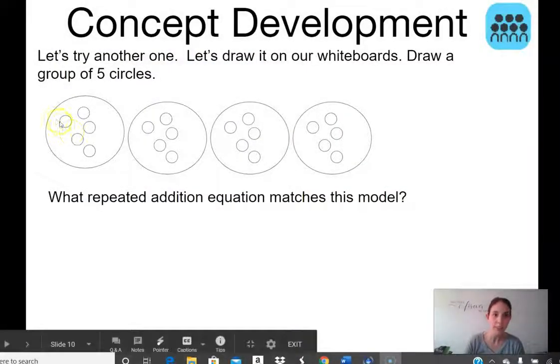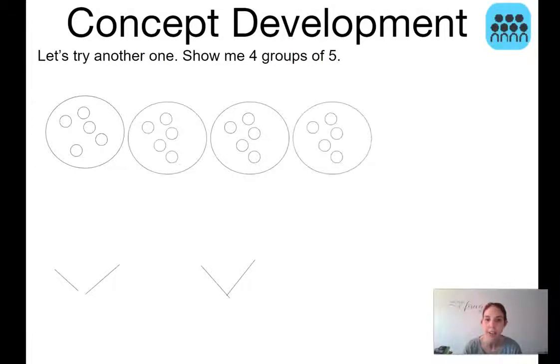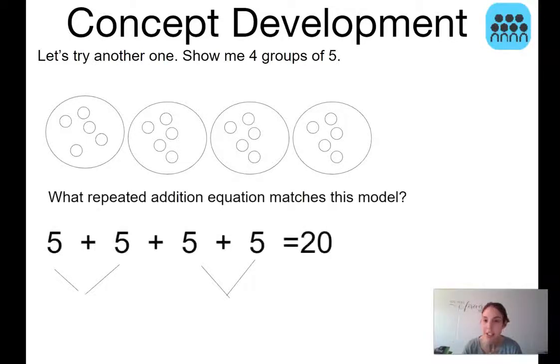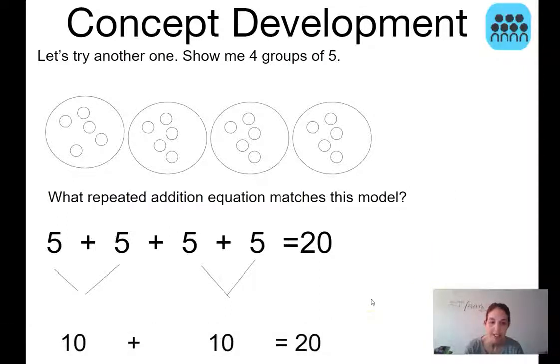So look at this. This is the one we just did. All right, let's look here. So now we're going to show 4 groups of 5, and our repeated addition, this is the same that we just came up with. And then they're putting together 5 plus 5. So you'll notice there are 2 groups of 5, and then they have 10 plus 10 equals 20. That's exactly what we just went over.